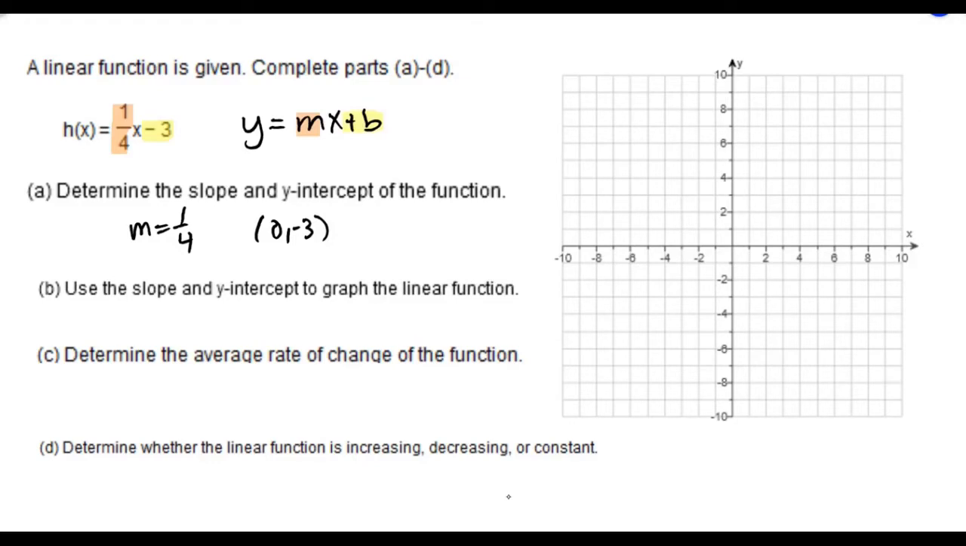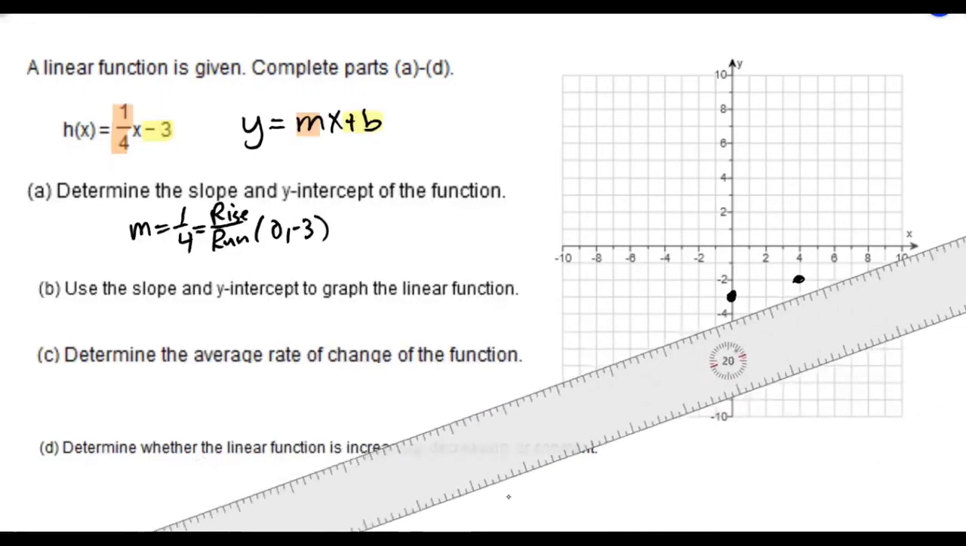To do that, we'll plot the y-intercept at (0, -3), and then use the slope to get to a second point on the line. The slope is the rise over run. So we're going to rise from that y-intercept 1 unit and run 4 units. So we're going to go vertically 1 unit and horizontally 4. And that gets me a second point on the line, and we can connect those 2 points with a straight line.